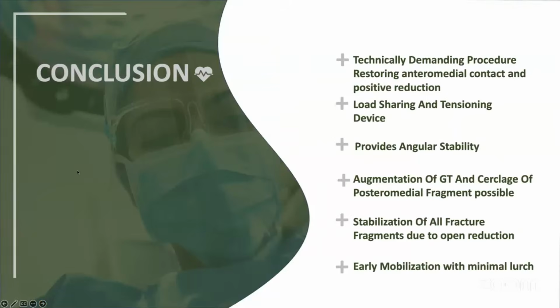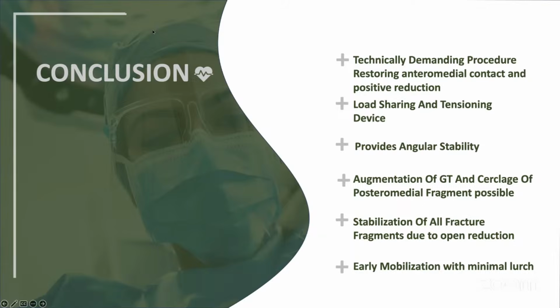This angle blade plate is a technically demanding procedure in restoring the anteromedial contact as well as getting a positive reduction, because it is an open reduction. This implant is basically a load sharing and tensioning device. It provides angular stability. Augmentation of the greater trochanter and cerclage wiring of a posteromedial fragment is possible because of the open reduction. We could stabilize all the fracture fragments due to open reduction. With this, early mobilization with minimal lurch was possible.